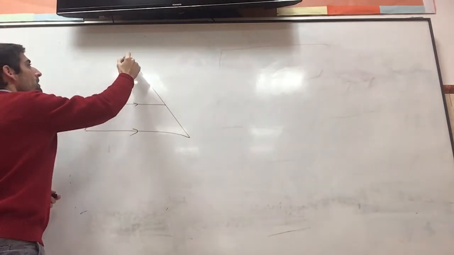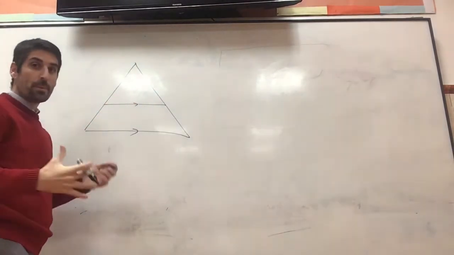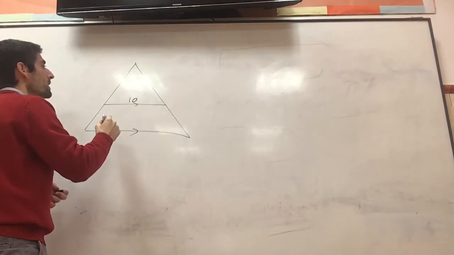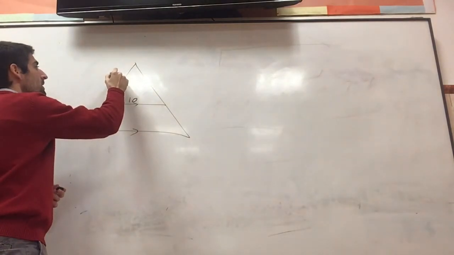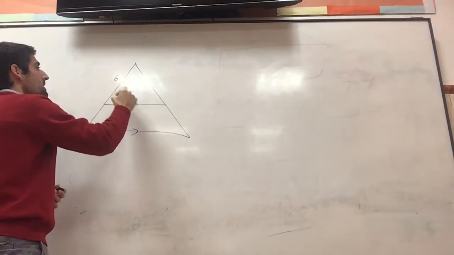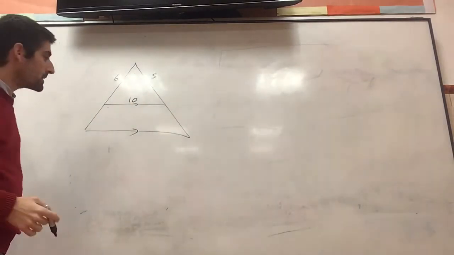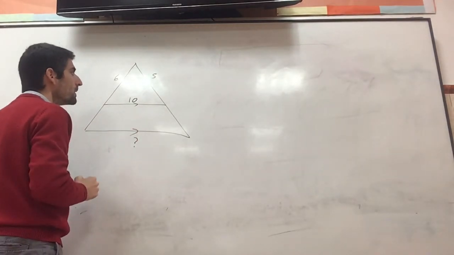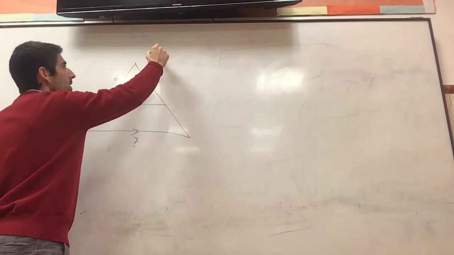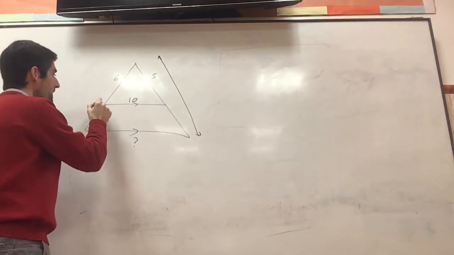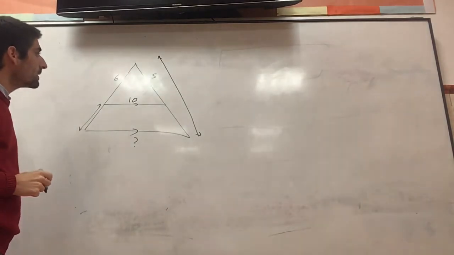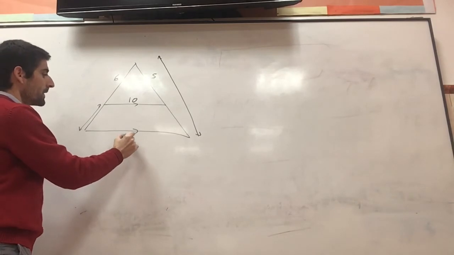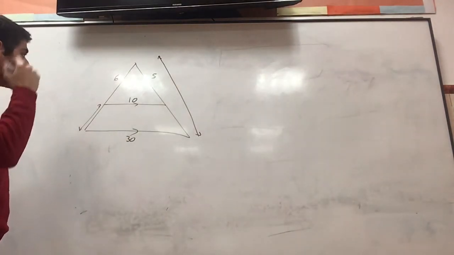So they may give you some information, not necessarily all the sides, but some. So maybe this is 10, maybe this is 6, or maybe this is 5. I'm just making the numbers up. And maybe they ask me to find that, maybe they ask me to find that, and maybe they ask me to find only that. Now I need some information here, so maybe that. Okay, good.